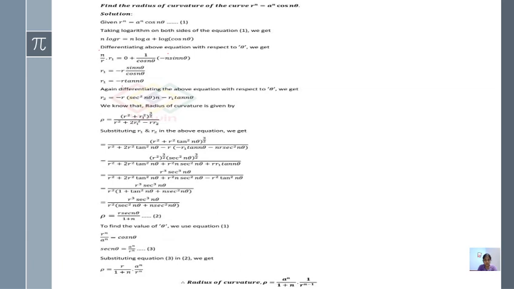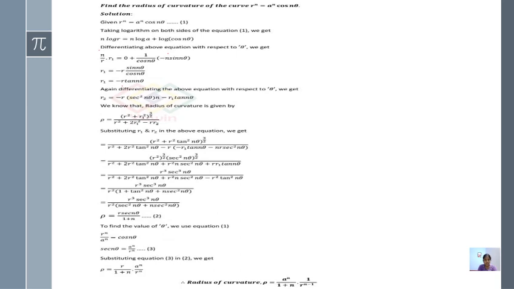Here r cube secant cube n theta divided by r square of 1 plus tan square n theta is secant square n theta plus n secant square n theta. Now rho is equals to r cube and r square get cancelled, that is r, and secant cube n theta and secant square n theta get cancelled, that is r secant n theta divided by 1 plus n. So consider it as equation 2.